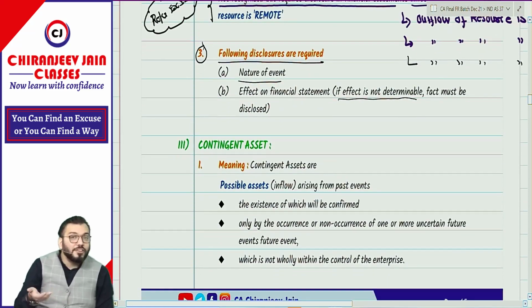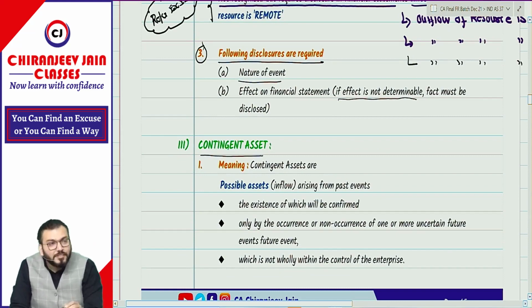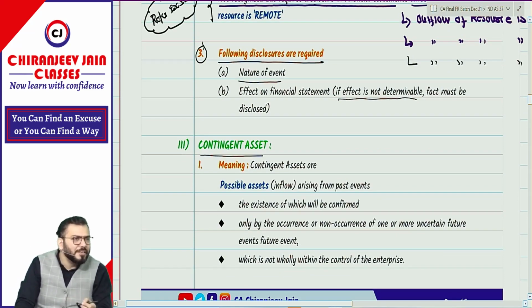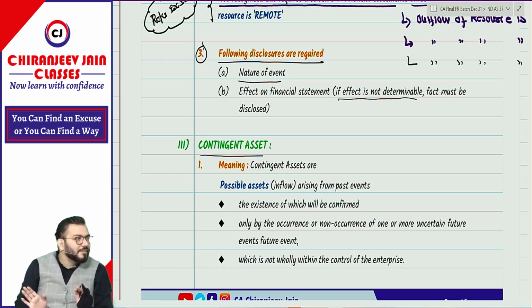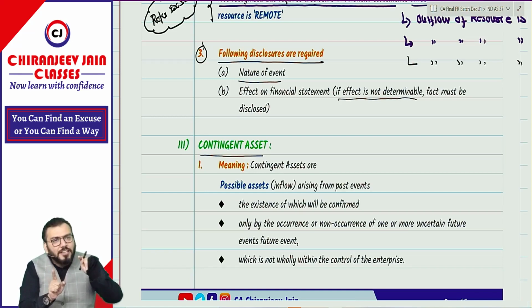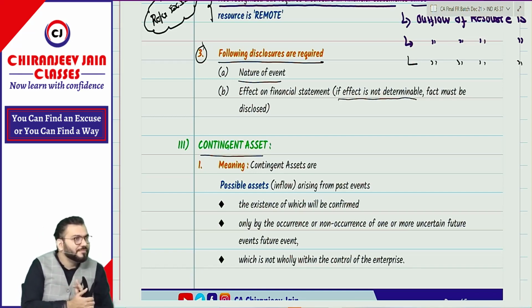Let us come to contingent asset now. What is the meaning given? It is just the reverse of contingent liability. Let's see what they have given. For contingent liability there is an outflow, so contingent asset means inflow. Inflow of resource. Resource can be cash or any other asset.